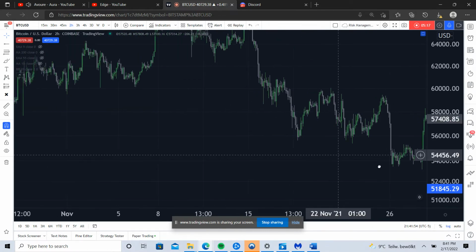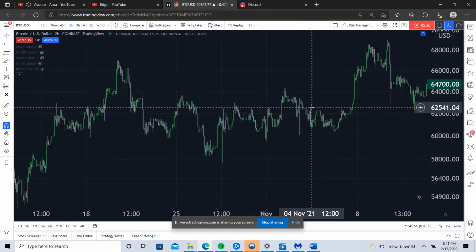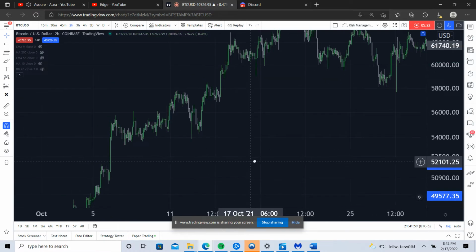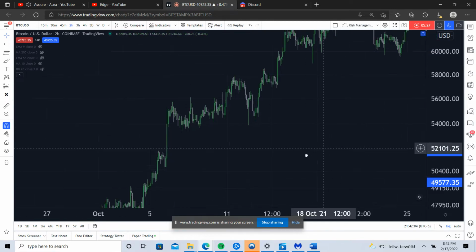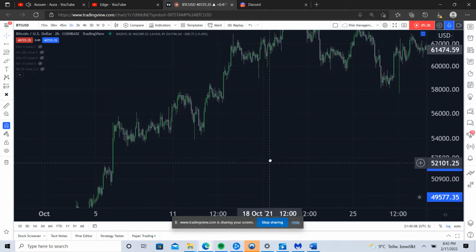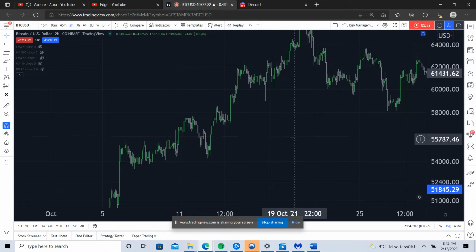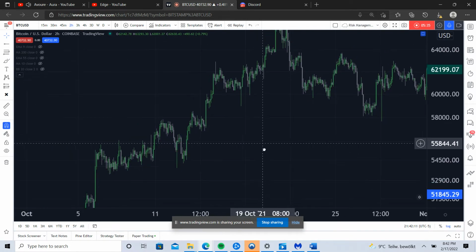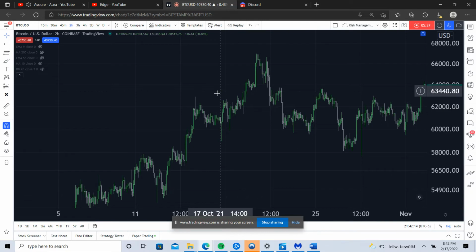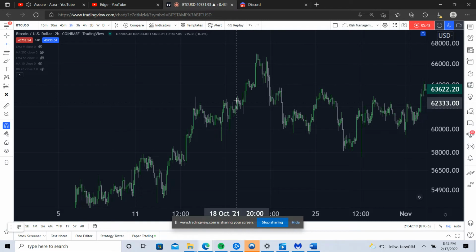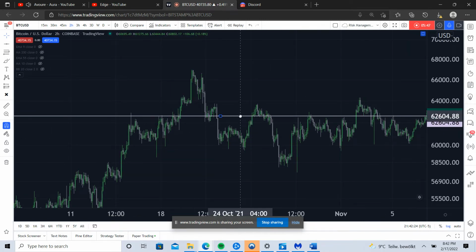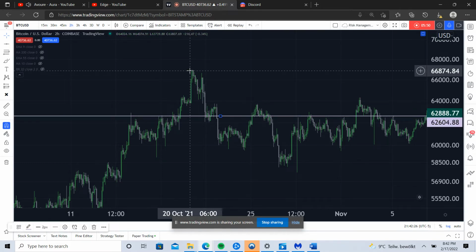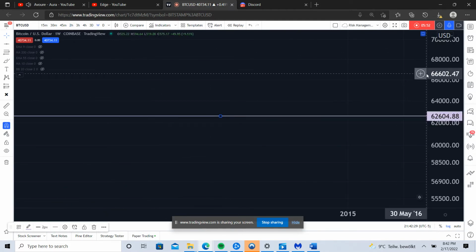Let's try to find another example of this. Let's see. Maybe one a little bit to the long side. Let's see if we get an aggressive move. Where can we find an aggressive move here? Okay. Yeah, here we go. So we have this area here. Now, if we were short here, maybe we were playing the throw over. Right, let's see.